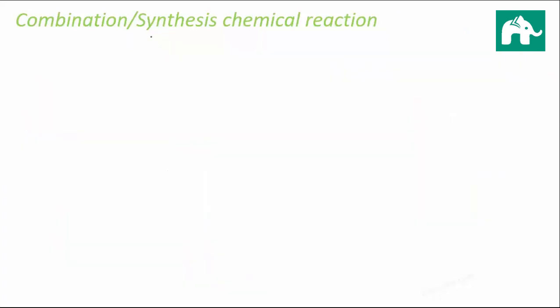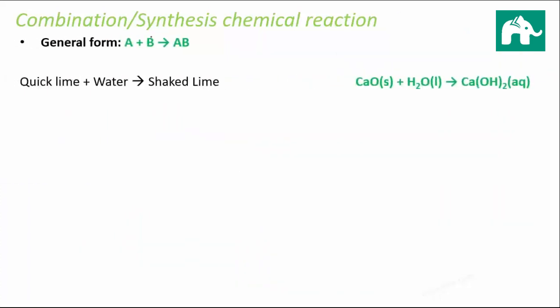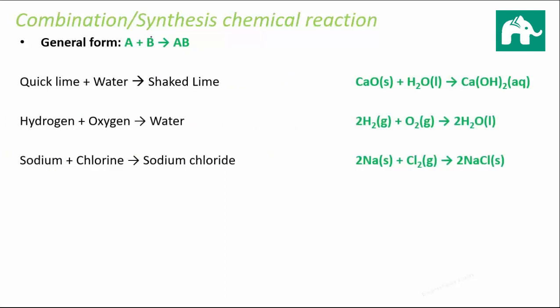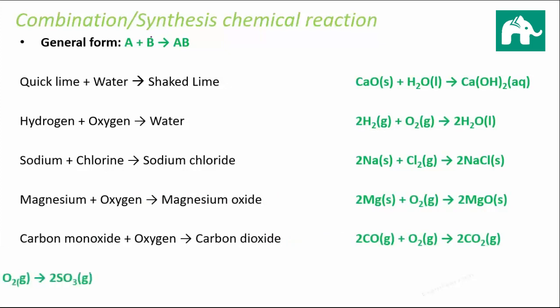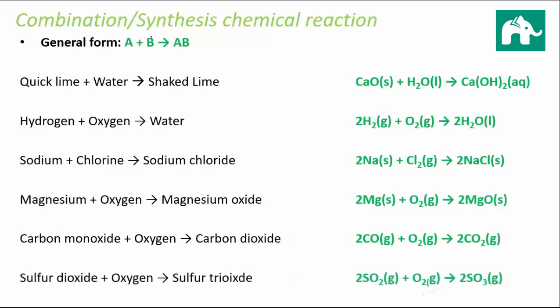Now, some of the examples of combination reactions are quicklime plus water, or hydrogen plus oxygen combining to form water, or sodium plus chlorine to form sodium chloride, or magnesium oxide formation, or carbon dioxide formation, or sulfur trioxide formation. So all these reactions that you see on the screen are examples of synthesis reaction. Why? Because a new product is being formed. For example, water is formed from two things, hydrogen and oxygen. Similarly, magnesium oxide is formed from magnesium and oxygen. So these are all combination chemical reactions.